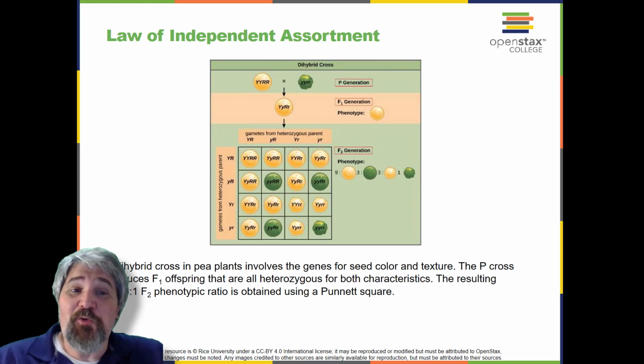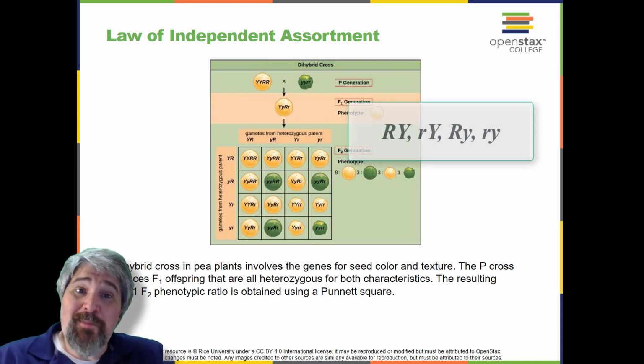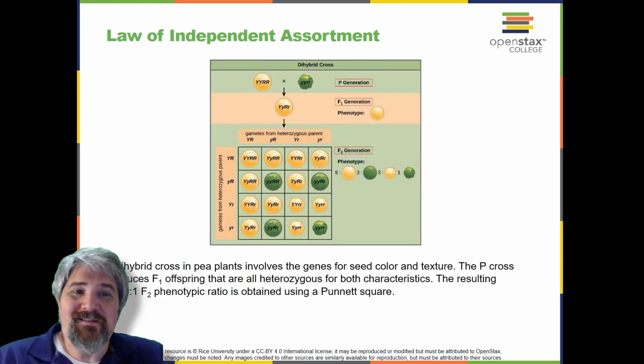The law of independent assortment states that the gamete into which a little r allele is sorted would be equally likely to contain either a big Y or a little y allele. Thus, there are four equally likely gametes that can be formed when the big R, big Y, little y heterozygote is self-crossed, as follows: big R, big Y, little r, big Y, big R, little y, and little r, little y. Arranging these gametes along the top and left of a 4x4 Punnett square, as in this figure, gives us 16 equally likely genotypic combinations.